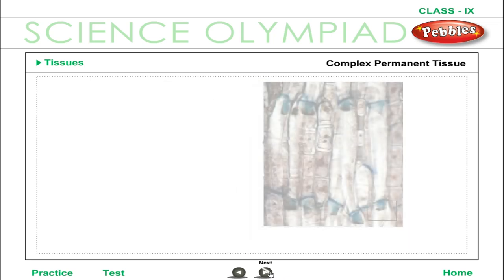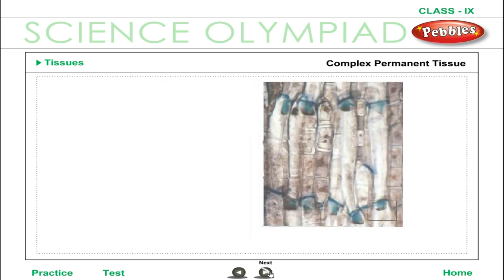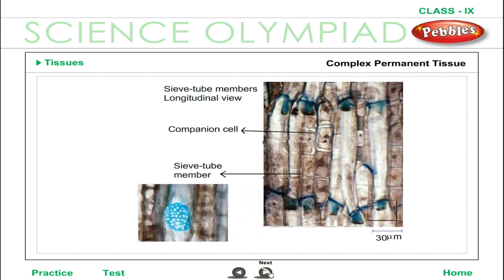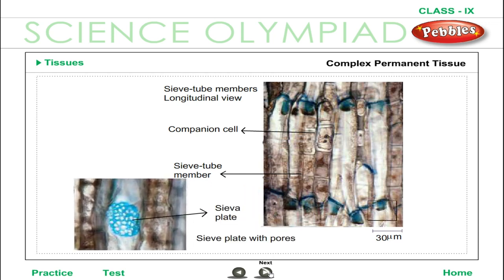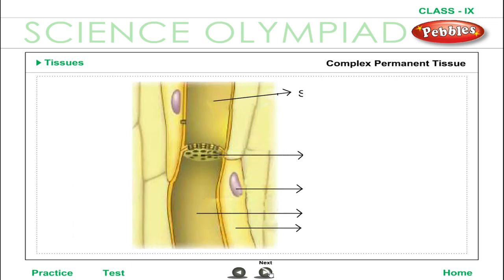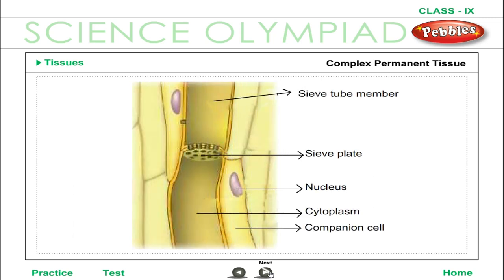Complex permanent tissue. Phloem is made up of 4 types of elements: sieve tubes, companion cells, phloem fibers, and phloem parenchyma. Sieve tubes are tubular cells with perforated walls. Phloem is unlike xylem in that materials can move in both directions in it. Phloem transports food from leaves to other parts of the plant. Except for phloem fibers, phloem cells are living cells.